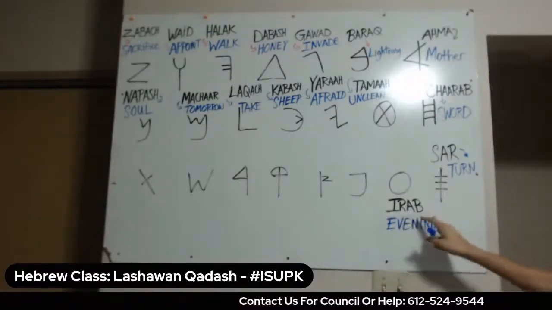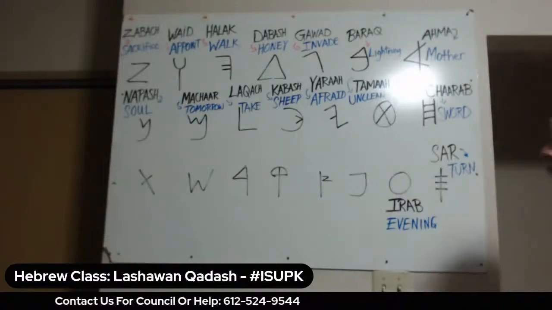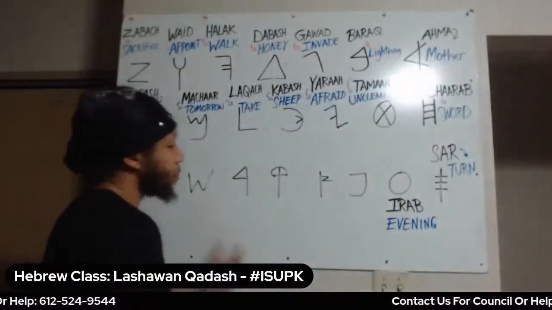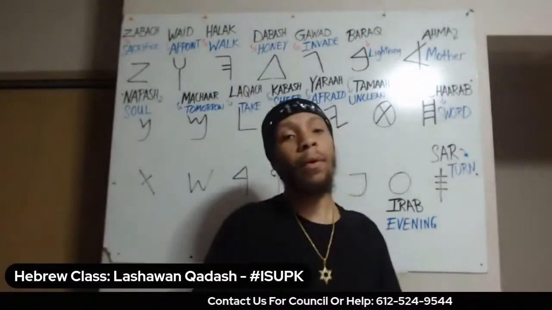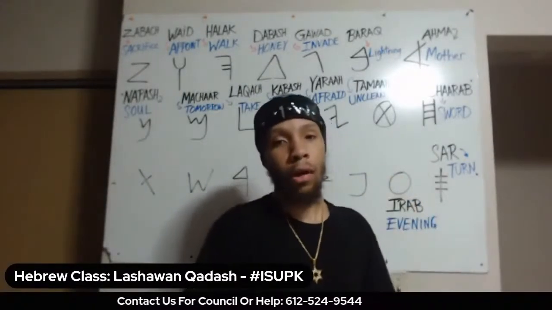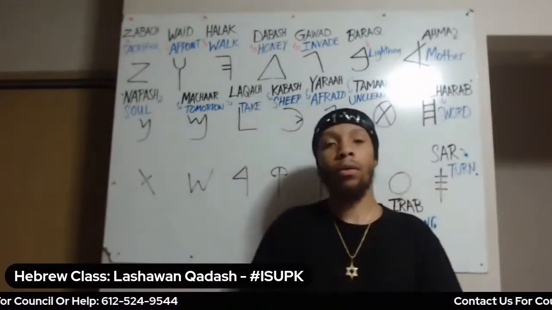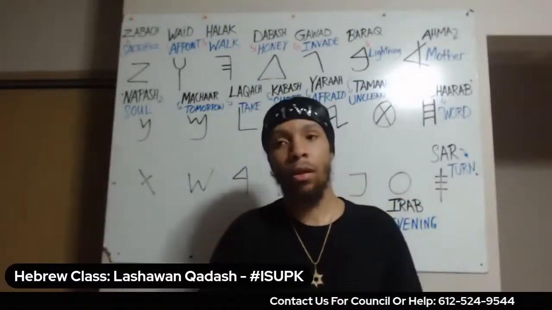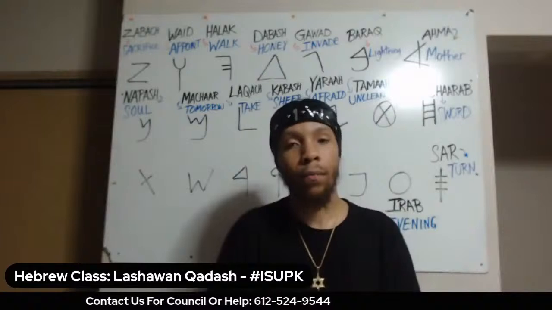Tawab I rob. Tawab means good. I rob means evening. If you want to say good morning, it is Tawab Bawakwar, right? Now here's the thing with that. When you say Bawakwar, that's present tense. But if you're not saying it in present tense, it's Bakwar.